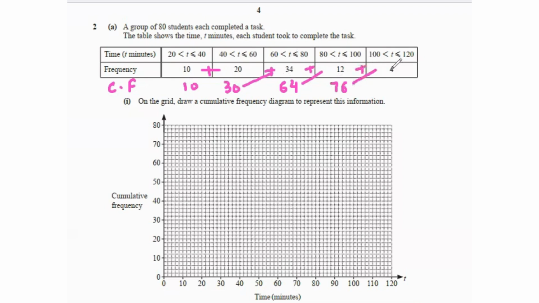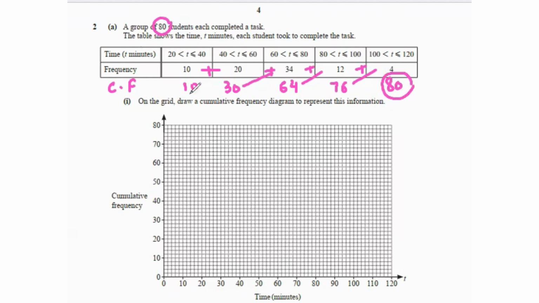And then we add 76 and 4, which is going to give us 80. To make sure that the cumulative frequency values are correct, always cross-check your final value with the given frequency value. So if the given total frequency value matches with your final cumulative frequency value, that means your values are correct. If it doesn't match, that means you did something wrong, you added the wrong number or missed some value. So this is your test for checking whether your cumulative frequency values are correct or not.